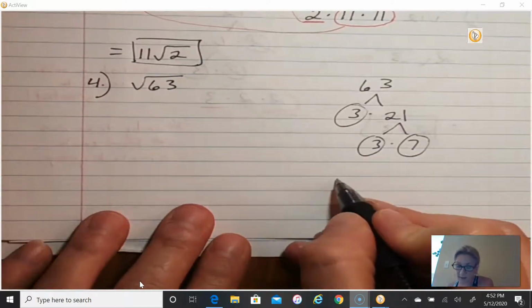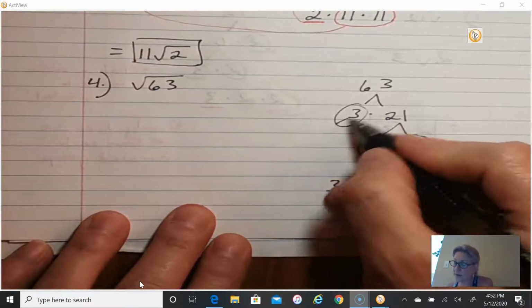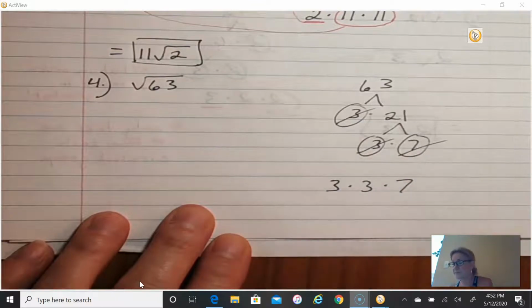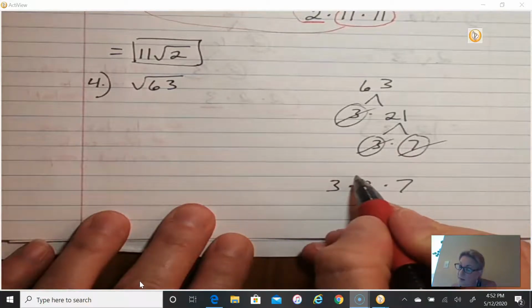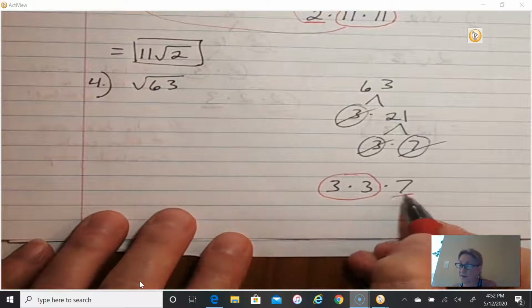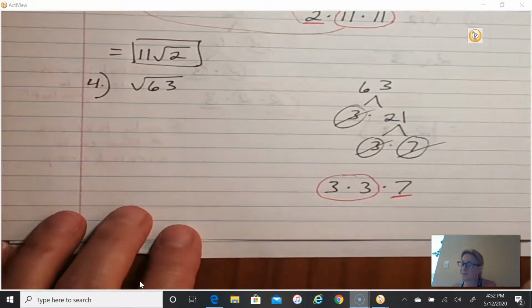Now I'm going to list my prime factors. 3 times 3 times 7. Step 2 says to circle your pairs. I have a pair of 3s, a group of 3, and so 7 is going to be my leftover.